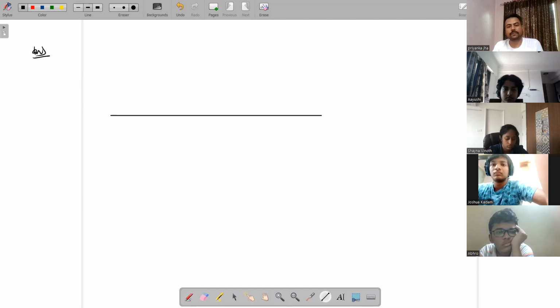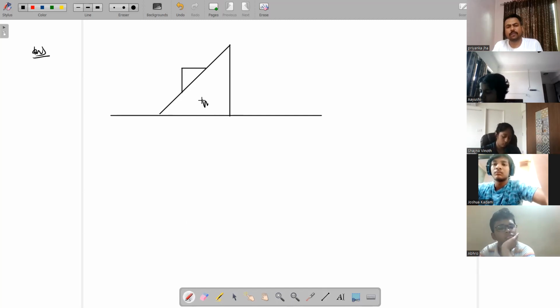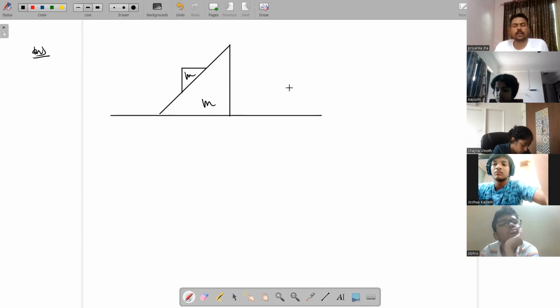Now I'll take that question. This is a smooth surface. There is a wedge. And this is, suppose, your box, any block. Suppose I'm just taking the mass of both the same, for calculation purposes. This angle is theta. Basically, I want to find the acceleration of these two blocks.